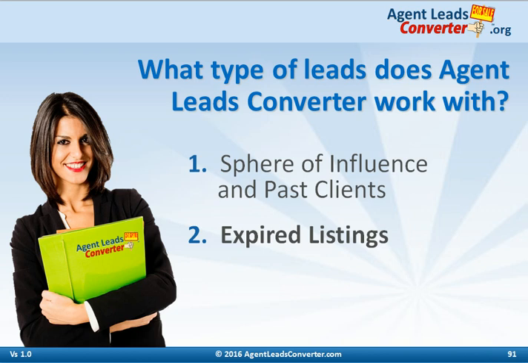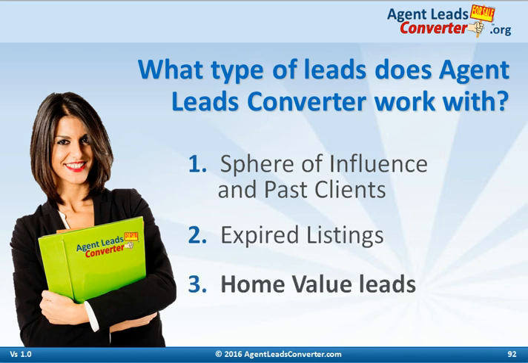Did you know 1/3 of expired listings relist in the first month? But here's the gold mine. Another third relist over the following 2 years. Now, many agents who earn strong 6-figure incomes working expireds earn it simply by mailing postcards every month until they relist. It's easy. And third is home value leads.